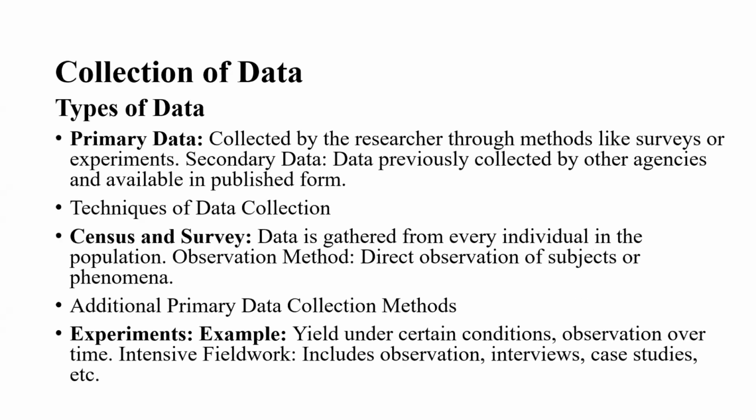In a census survey, data is gathered from every individual in a population. Observation method: direct observation of the subject or phenomenon. Additional primary data collection methods include experiments, for example yield under certain conditions, observation over time, intensive fieldwork, participant observation, interviews, and case studies. Data can be collected in different ways depending on the study.